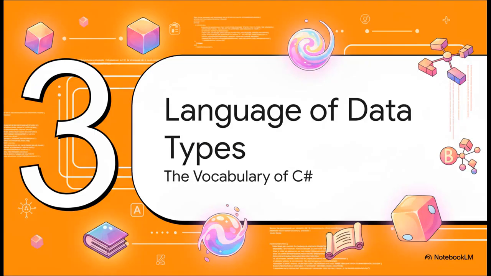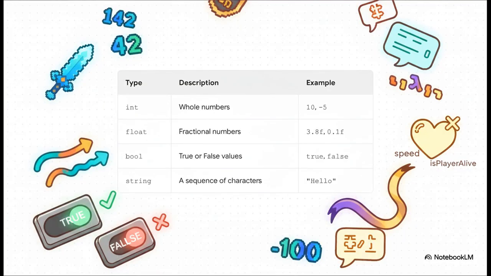Okay, before we can start creating our own variables and fixing that magic number problem, we need to learn a bit of the vocabulary. We have to know what kinds of boxes, or data types, C# and Unity give us to work with. Choosing the right tool for the job is half the battle. This table right here shows the big four. These are the data types you're going to be using all the time.